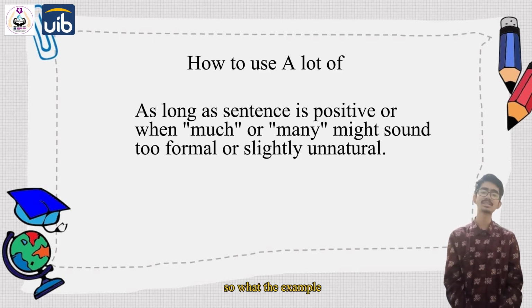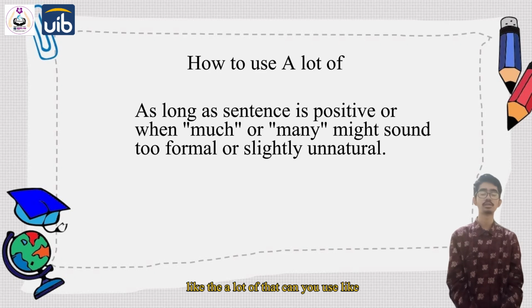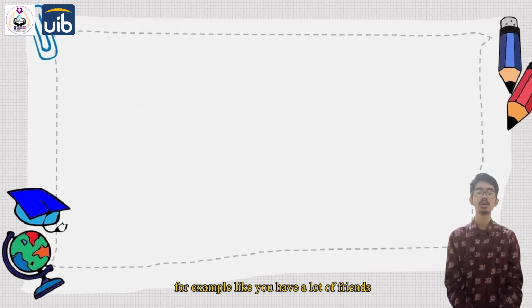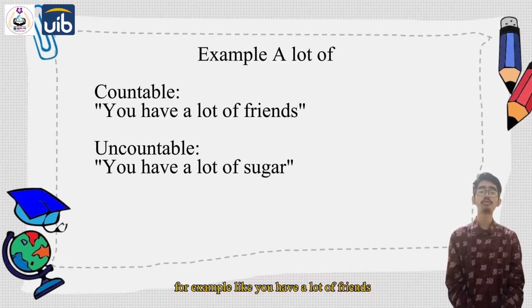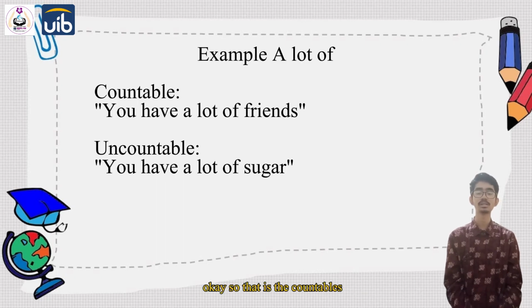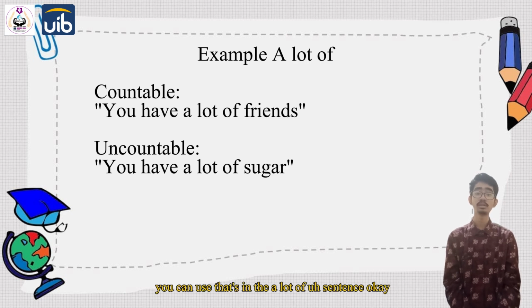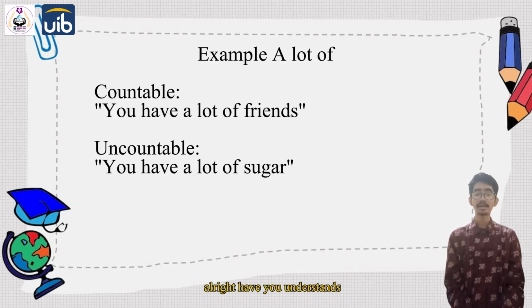What is an example of using a lot of? For example, you have a lot of friends. That is the countable. And how about the uncountable? Same as the previous sentence, you have a lot of sugar. You can use a lot of in those sentences.